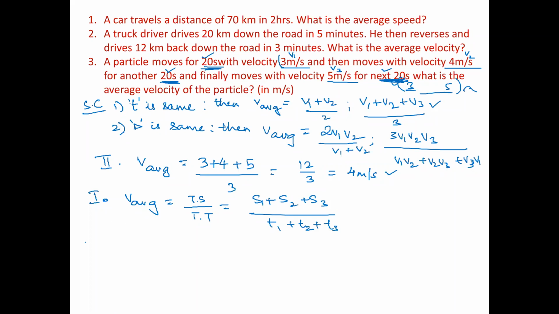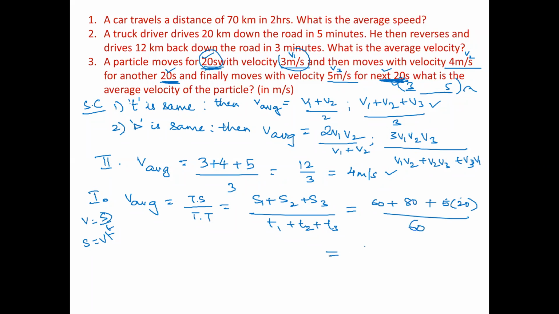Okay. So velocity equals displacement by time. Displacement can be written as velocity into time. So displacement 1 means the first velocity into first time. So write down 20 into 3, that is 60 meters. Then 4 into 20, that is 80 meters. The next one is 5 into 20. By total time. How much is the total time? 20 plus another 20 plus another 20, 60.